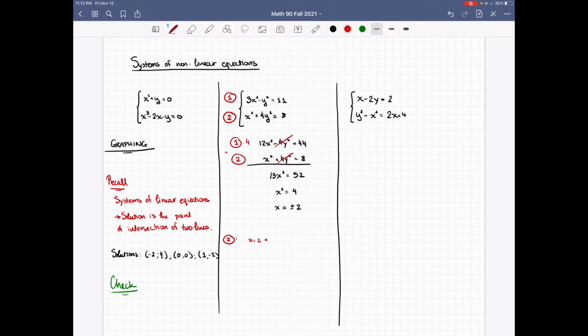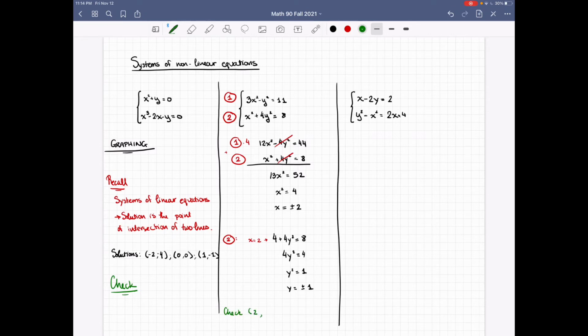then I have x squared is 4, plus 4y squared is equal to 8. So I have 4y squared is equal to 4. Y squared is equal to 1. So y is either plus or minus 1. Okay, so I have two possible solutions here, so let's check to see if either one of them or both of them end up working.